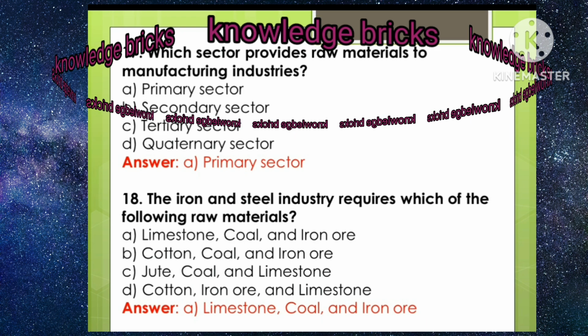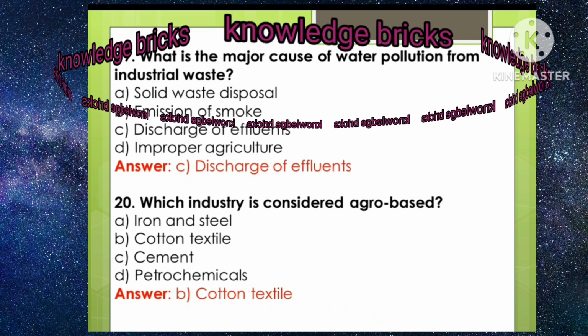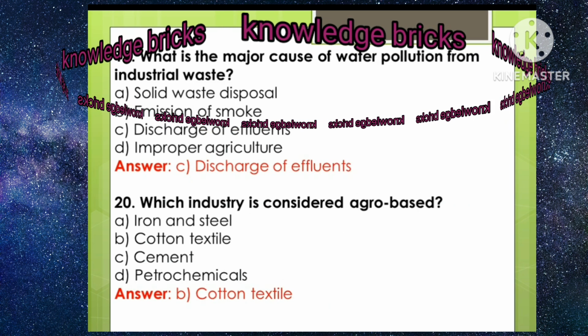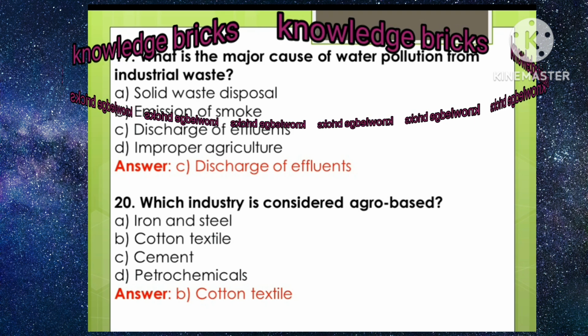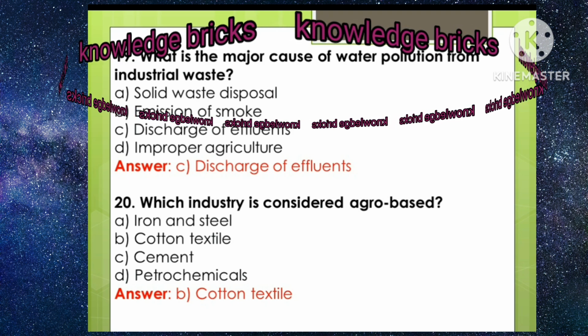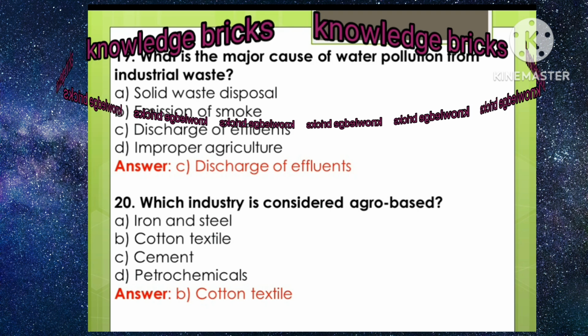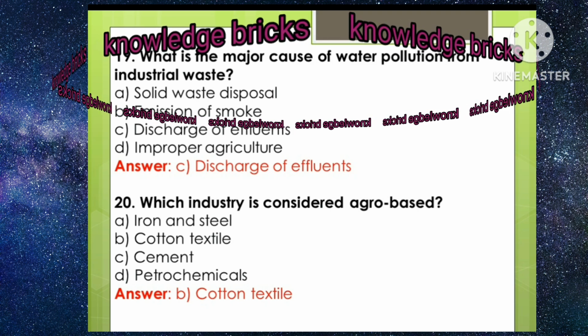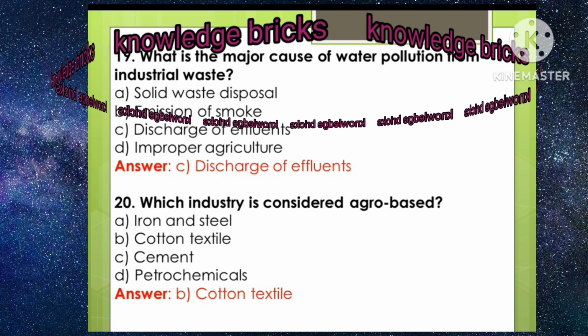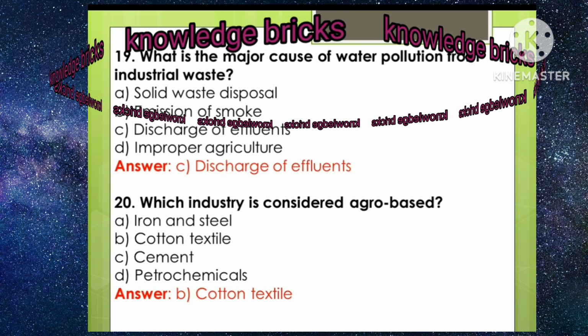19th question. What is the major cause of water pollution from industrial waste? A. Solid waste disposal. B. Emission of smoke. C. Discharge of effluents. D. Improper agriculture. Answer C. Discharge of effluents. 20th question. Which industry is considered agro-based? A. Iron and steel. B. Cotton textile. C. Cement. D. Petrochemicals. Answer B. Cotton textile.